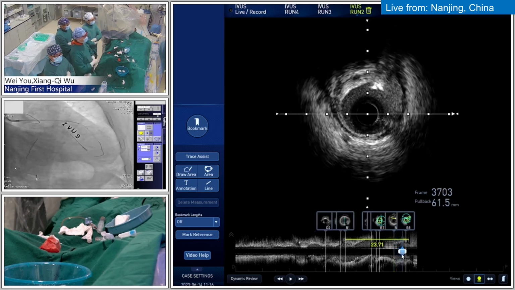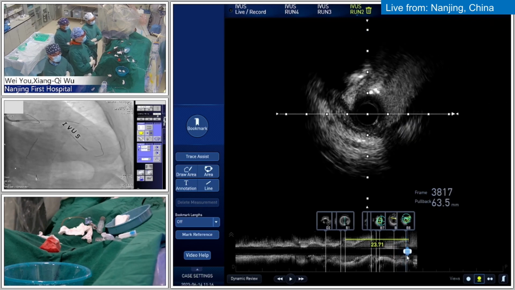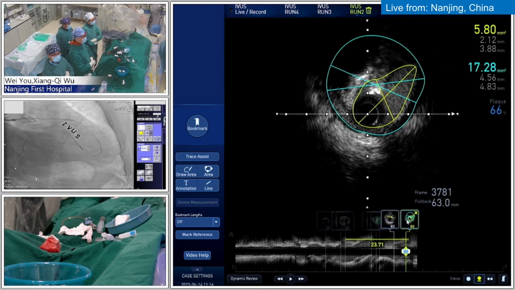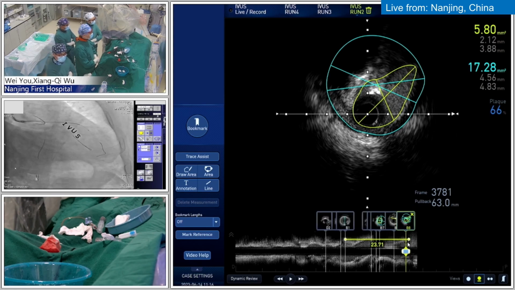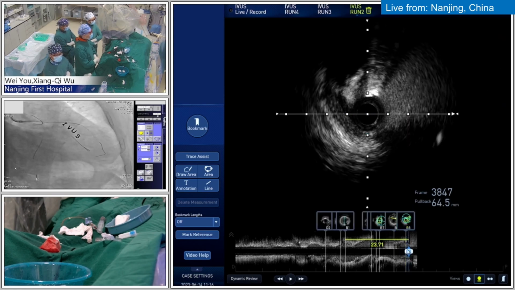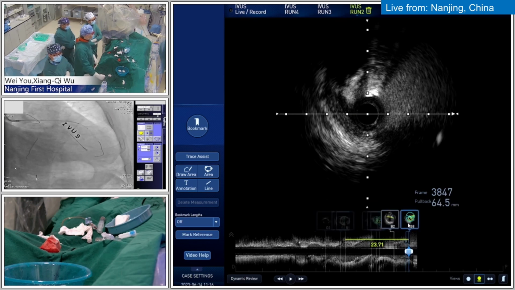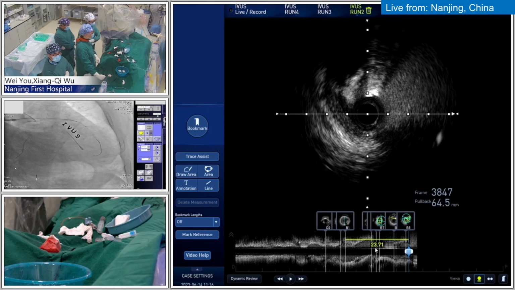Then go and pull back. This is the proximal left main. And then here, this is the ostium left main. The ostium left main is not normal. The area is about 5.8 millimeter square, and the plaque burden is more than 66%. We measure from the distal landing zone to ostium left main, the narrowness is about 23 millimeter.